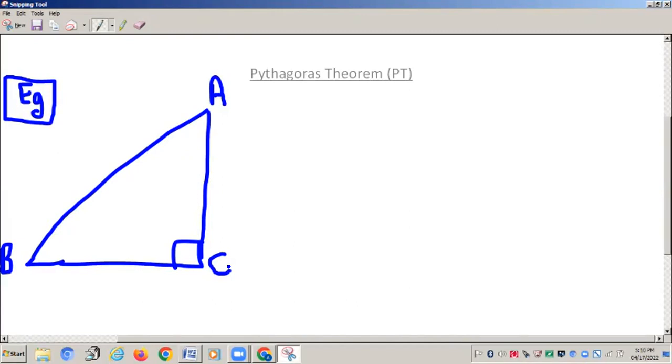All right, now suppose this is 17, right? 17 centimeters. And this is 15 centimeters.